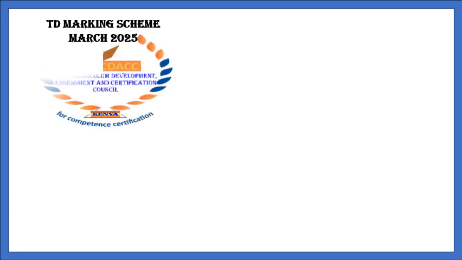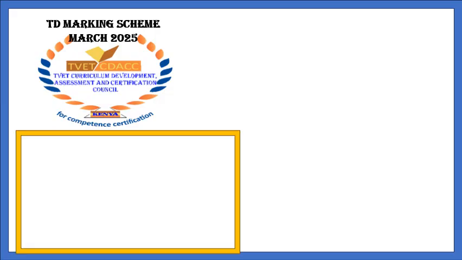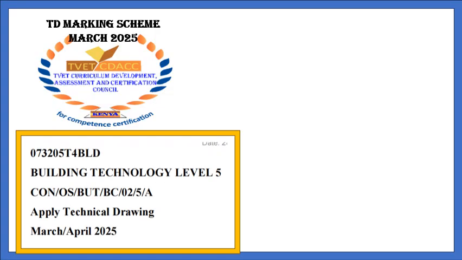So we shall call this a marking scheme for the TVET CDACC paper, which we have already described as building technology level 5, applied technical drawing, that was done in March 2025.